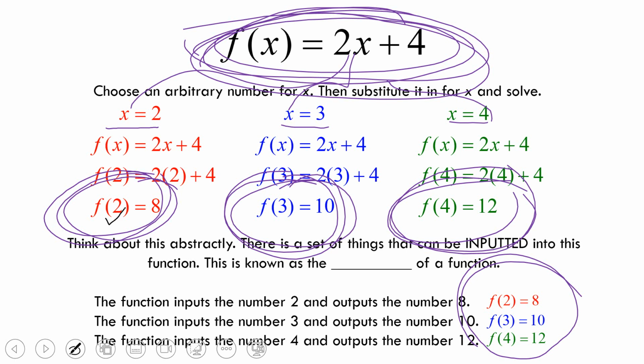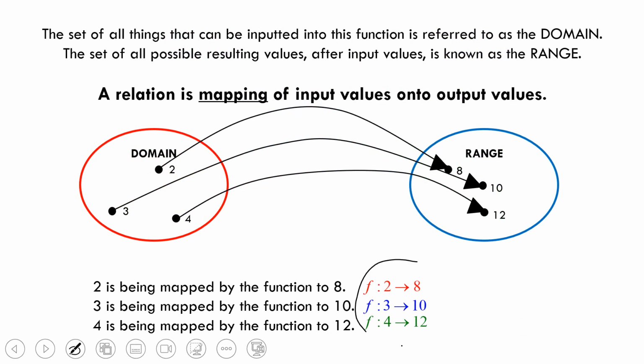I heard one of the groups up here say this perfectly. It just says, when I plug 2 into function f, guess what I get for a final answer? 8. When I plug in 3, what do I get for a final answer? 10. When I plug in 4 into function f, I get 12. This is the exact same thing. And by the way, this is another way to write it.